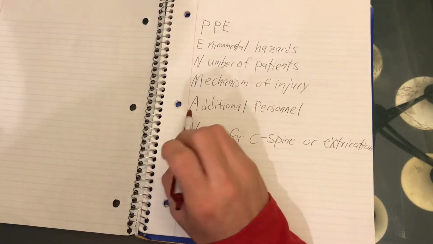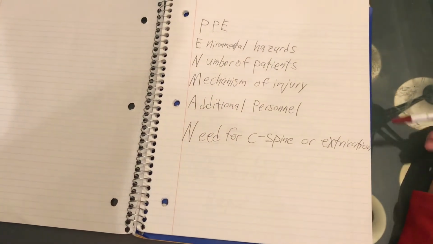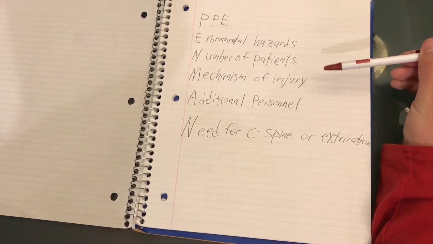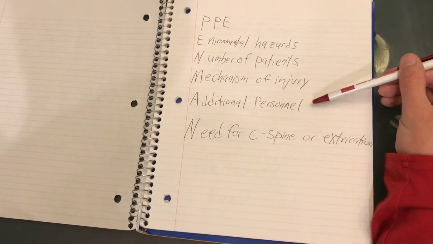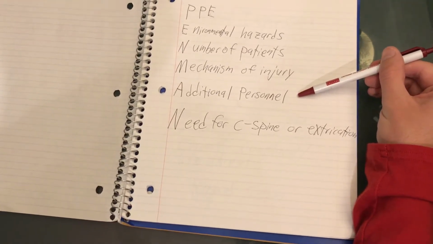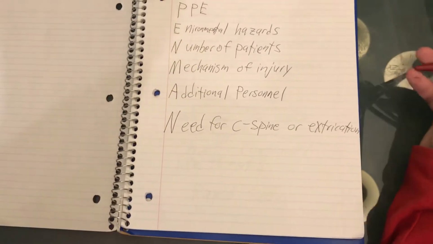The A in PENMAN stands for any additional personnel. So if you need more people because you have too many patients, or if you need training that is outside of your training, then you're going to call for more assistance, such as paramedics who have more life-sustaining strategies.